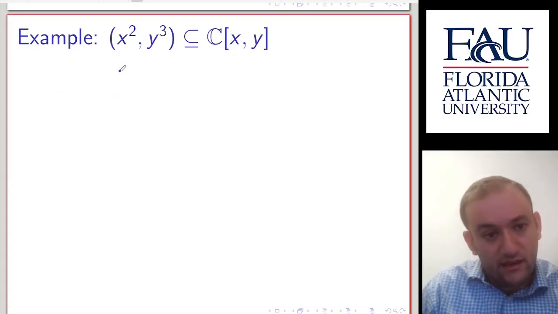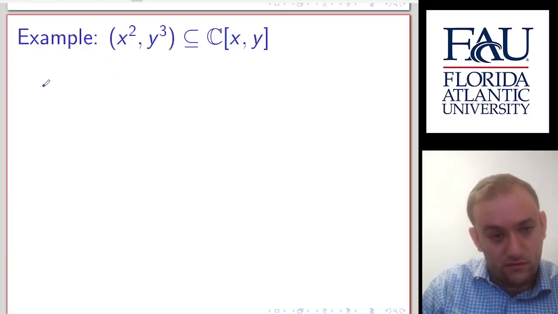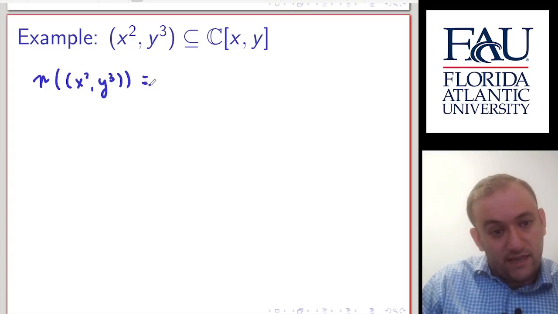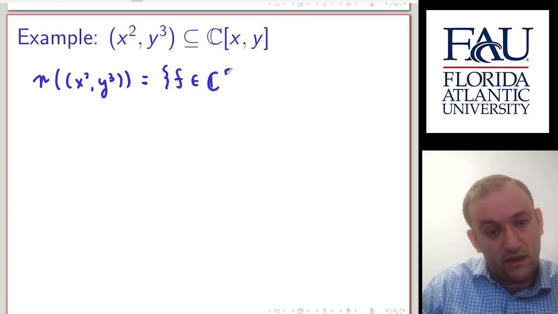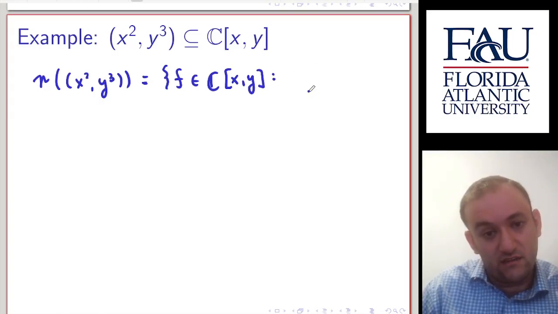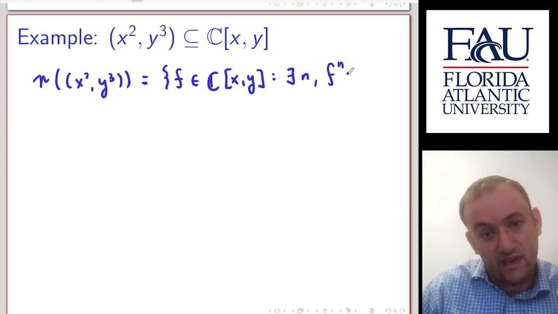Let's do the radical of x squared y cubed. So we're computing the radical of x squared y cubed. Again, this is the set of elements f in C adjoin x, y such that there exists an n with f to the n in this ideal.